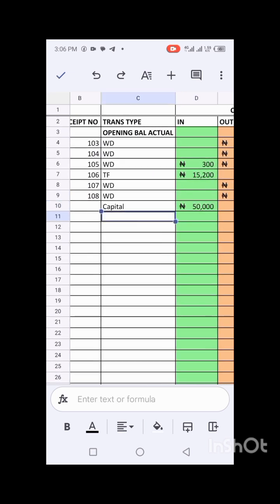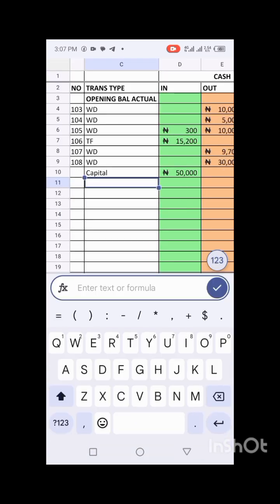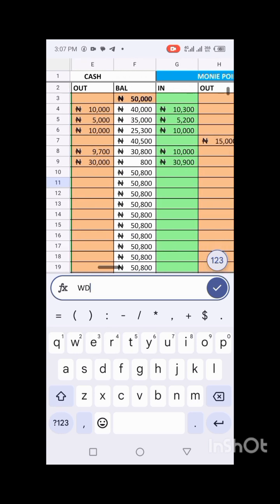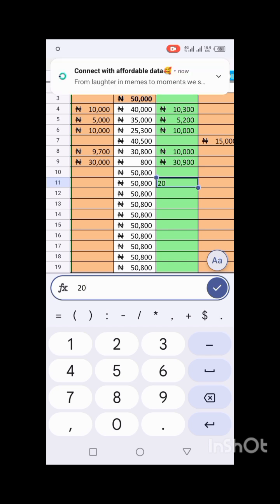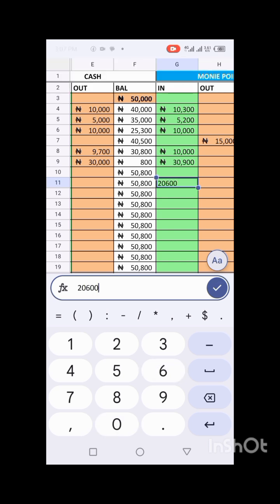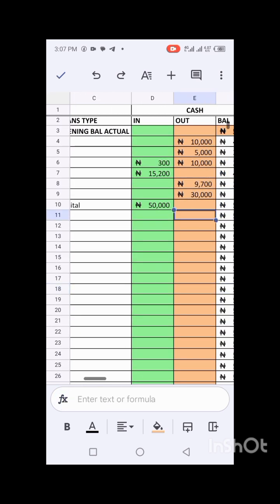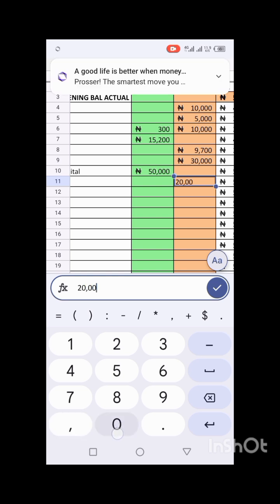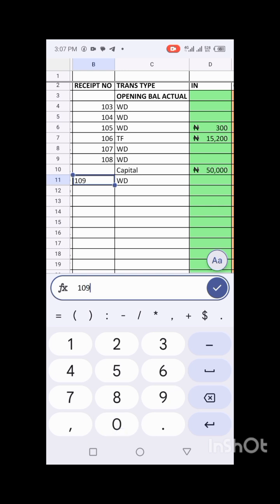And next, having gotten this money, the sum of this 50,000 naira, somebody came to make a withdrawal. Let's say a withdrawal of 20,000. Okay. The person gave you his card. You process the transaction, 20,000. Let's say 20,600 naira. That was your charge. And your money goes out of your account. You pay the person the sum of 20,000 naira. Okay, and we can call this transaction number 109.